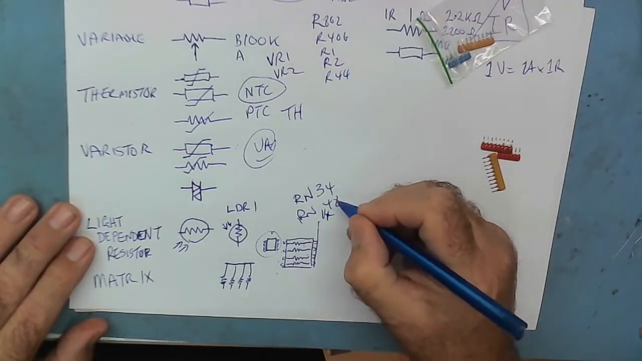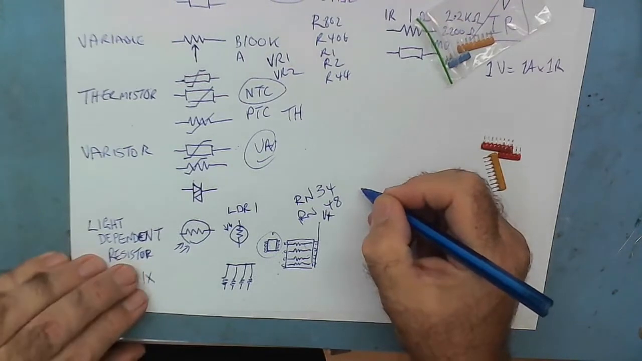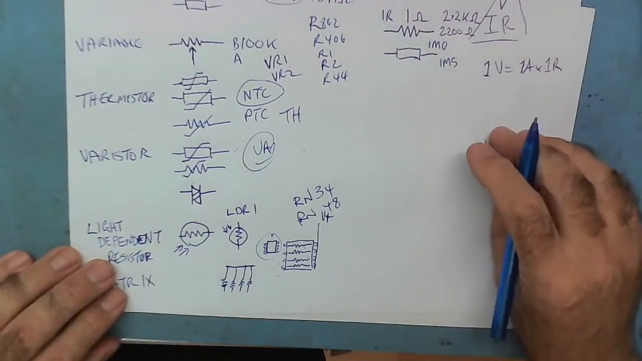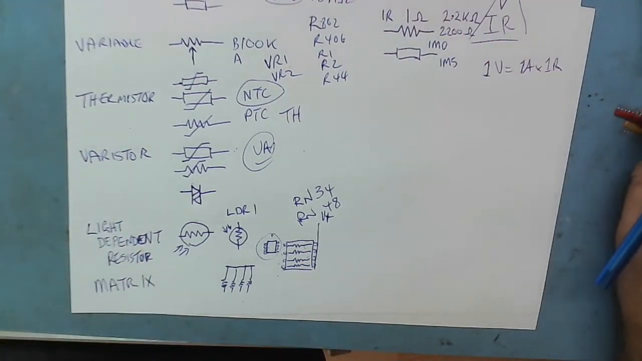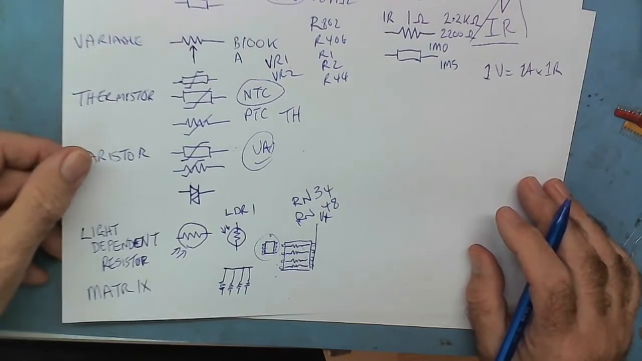Again, this is not a value, this is just the number of the component on the circuit diagram, and you can see where it is on the board. Okay, so that's plenty about schematics and resistors. Let's talk a little bit about what they actually do.